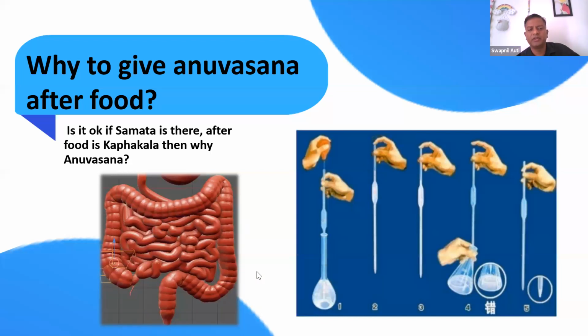Like we give sneha for snehapana, in many instances Acharya Charaka has correlated sneha basti with snehapana. So it is having a similar type of action. So if it is having a similar type of action, then it should remain in the body. Acharya has given the time that 12 hours is the duration for which basti should remain in the body.